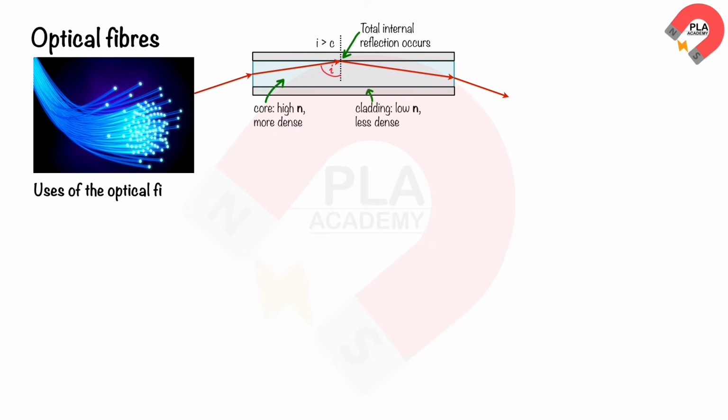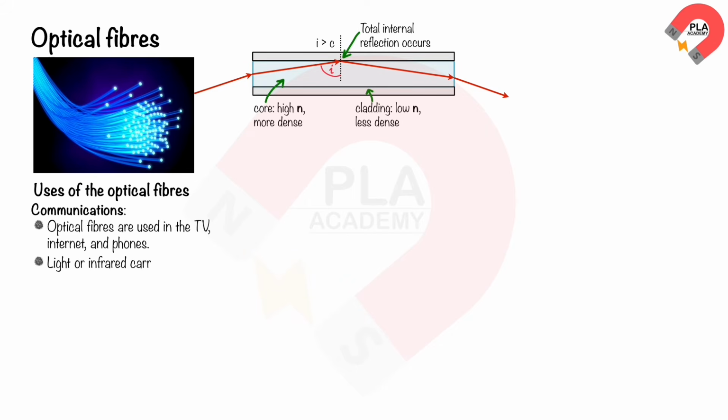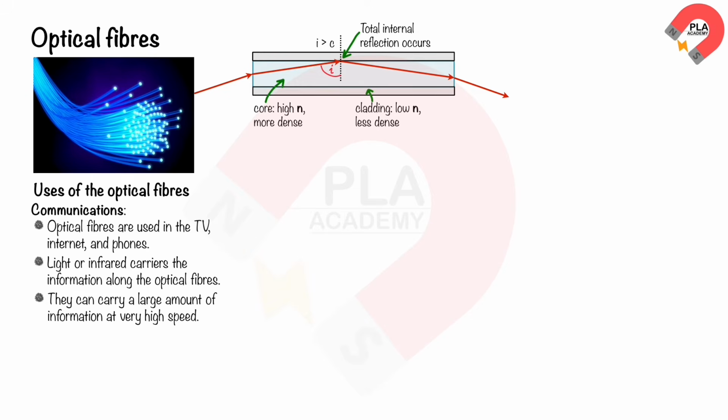Optical fibers can be used to communicate signals, for example telephone conversations, or in medical applications, such as endoscopy, a method of examining inside the body. In communications, optical fibers are used in TV, internet, and phones. Light or infrared carries the information along the optical fibers. They can carry a large amount of information at very high speed.